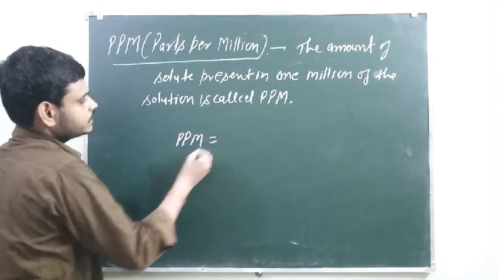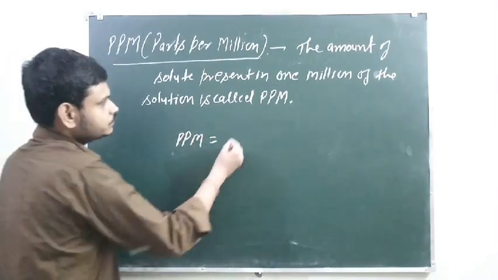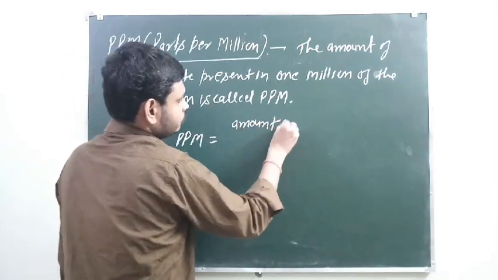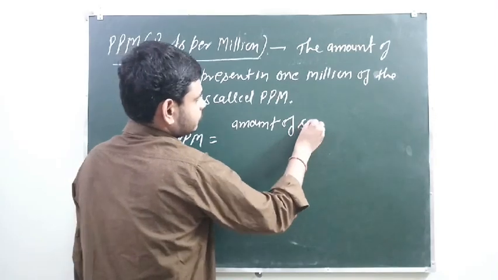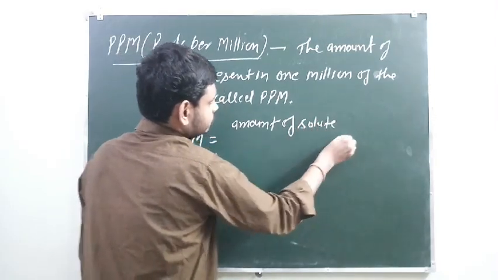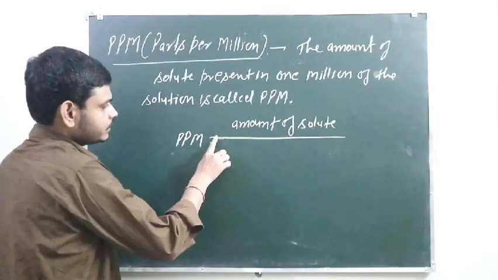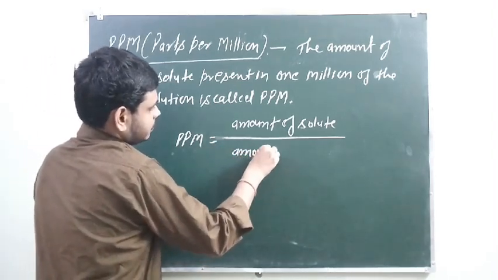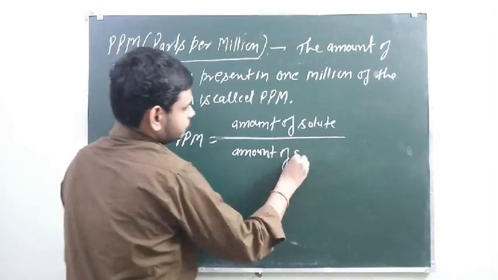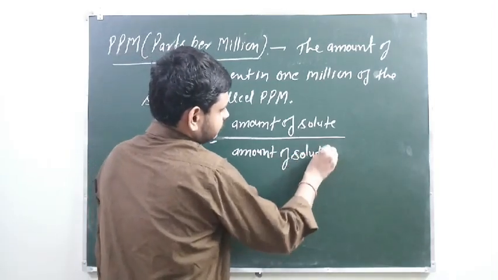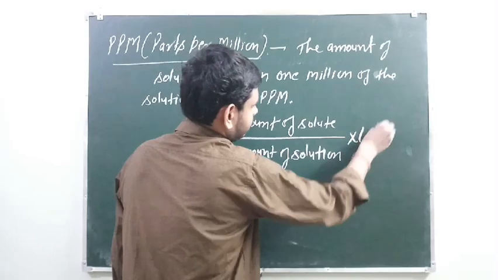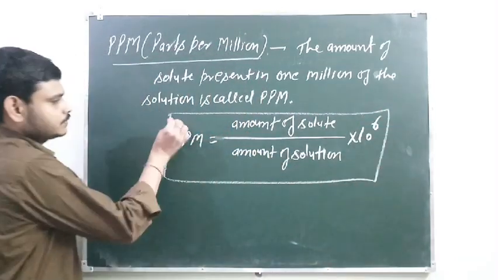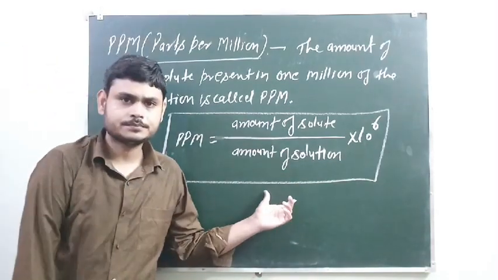ppm, that is parts per million, is equal to the amount of solute divided by the amount of solution into 10 power 6. Clear?